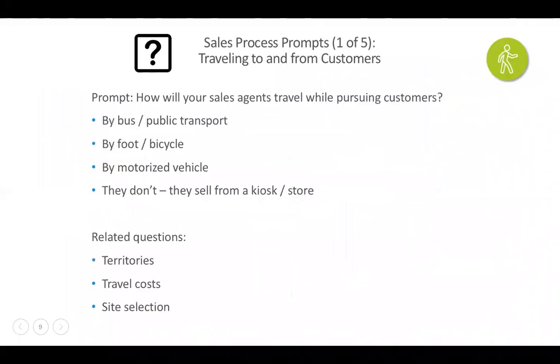So firstly, how will your sales agents travel to and from customers? Will they do it by bus, by foot, or maybe they don't travel, they operate from a kiosk or store? Be sure to review the full script and slide notes for tips about related questions on topics such as territories, travel costs, and site selection.